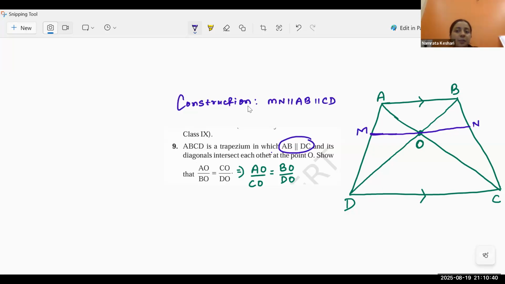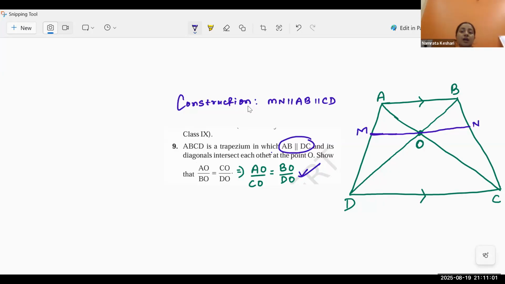This is a trapezium based question. Without doing the construction, if we try taking the triangles, this triangle, that triangle, we won't be able to reach the proof, whatever we are supposed to prove. So at first, we have to do the construction over here.